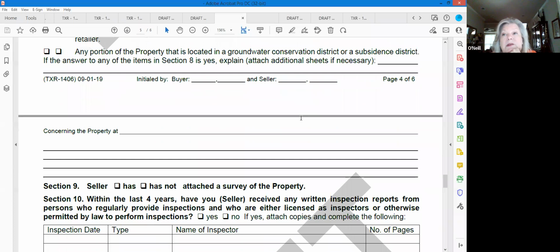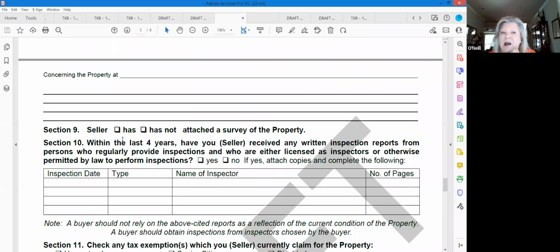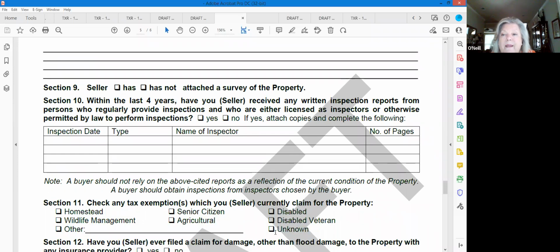Well, now I'm going to tell you about what we are going to remove that was not made as a request. In section 9, it says seller has or has not attached the survey of the property. We chose to remove that provision. Why do you think we chose to remove it? Can somebody take themselves off mute and answer it? How do you think we decided to remove it?